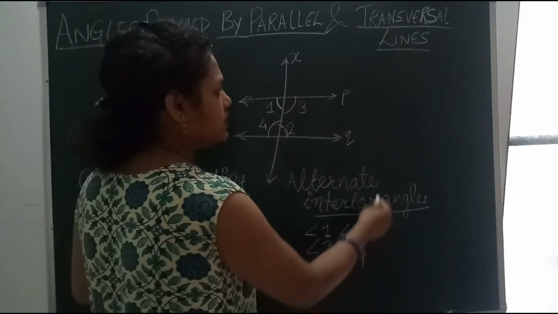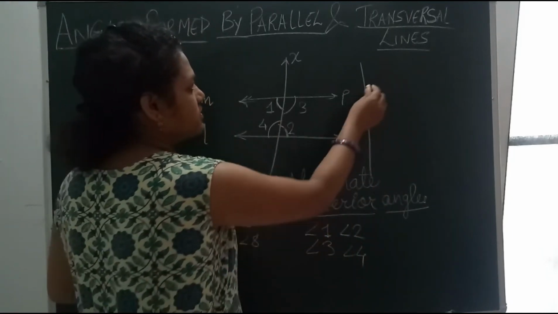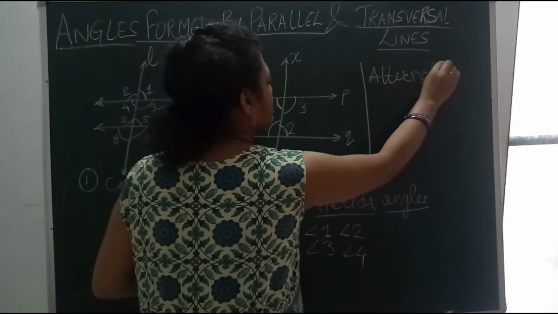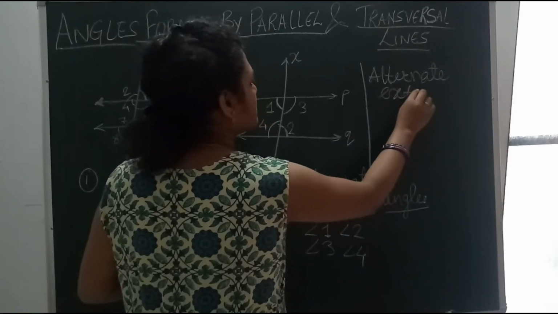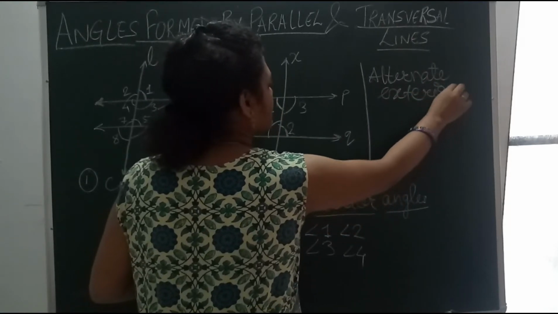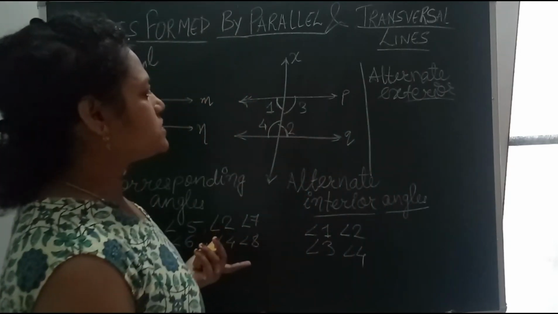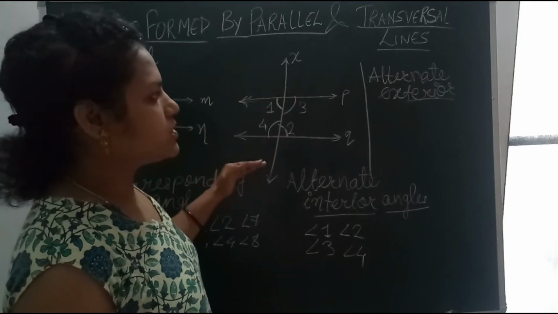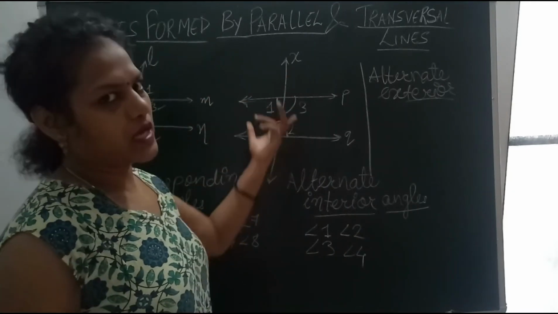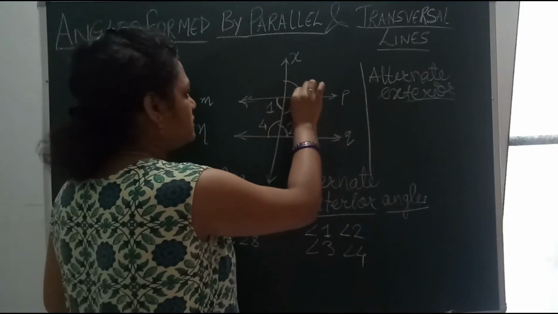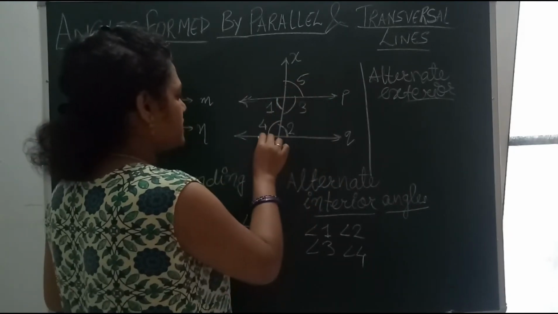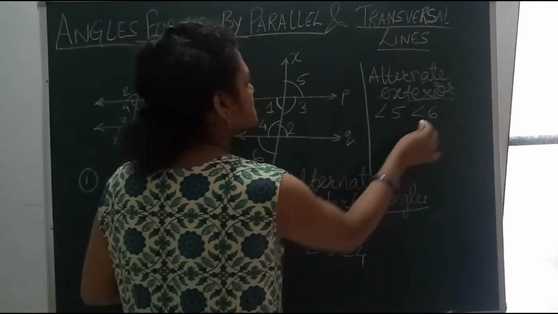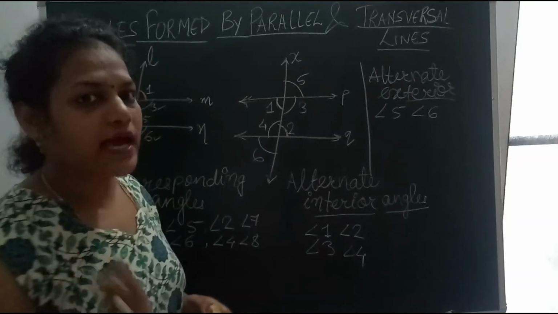Likewise, we can say alternate exterior angle. Alternate exterior means what? Again, the angles on the opposite sides of the transversal, outside of these two parallel lines. Here I named this one as 5 and this one as 6, so angle 5 and angle 6 are your alternate exterior angles.